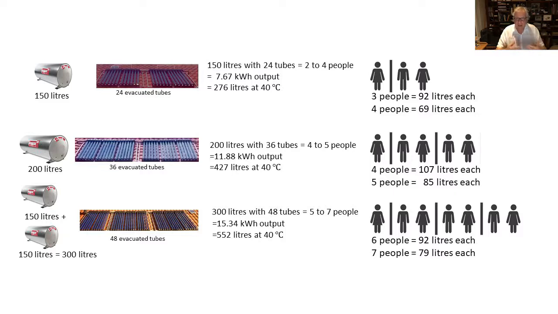And exactly the same approach works with the 200 litre system, where if you have 36 tubes, it will be 4 to 5 people. If it's 300 litres with 48 tubes, 300 litres being 150 litres and another 150 litre geyser added in series, 6 people would get about 92 litres and 7 people would get about 79 litres.